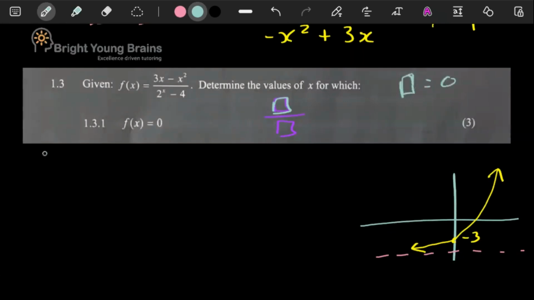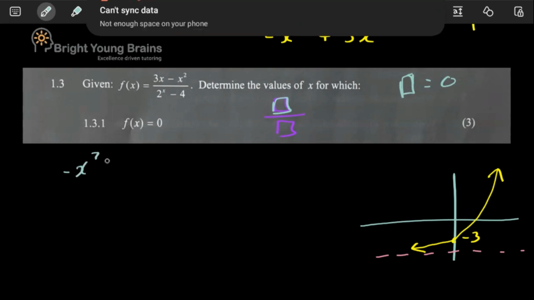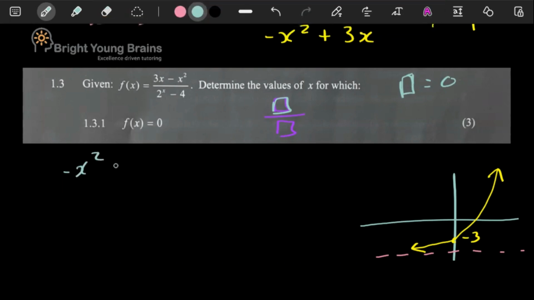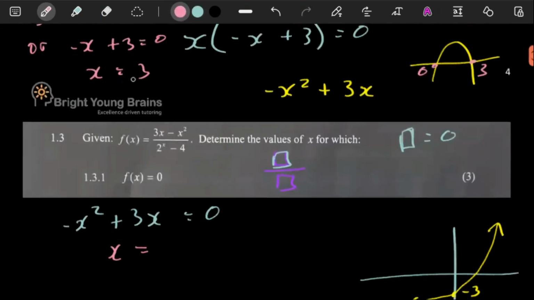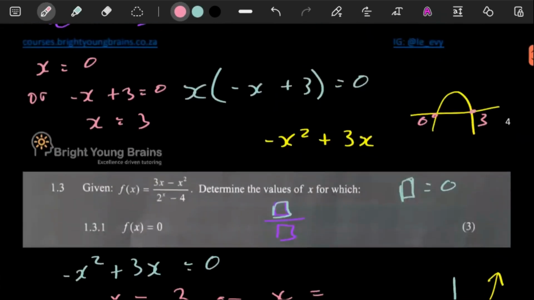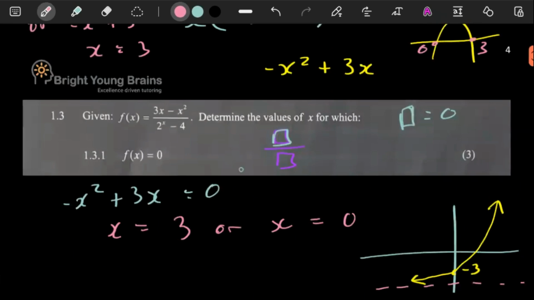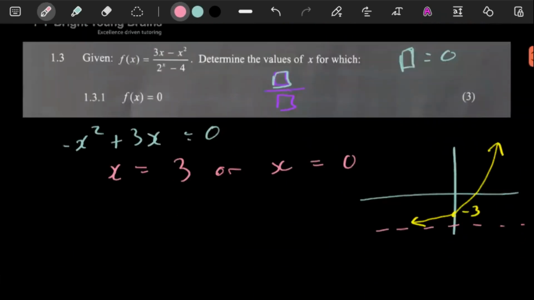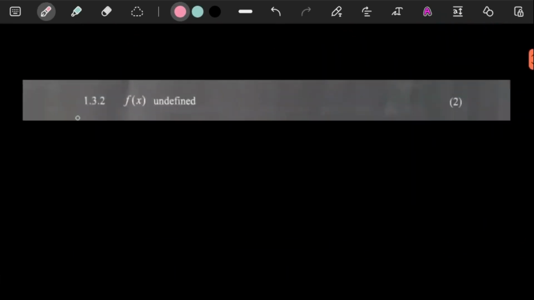So let's see, where is negative x squared plus 3x equal to 0? It's equal to 0 where x is equal to, we worked it out here, where x is equal to 3, or where x is equal to 0, you see. That's where the numerator is equal to 0. For 1.3.2, right, it says here, where is f of x undefined?